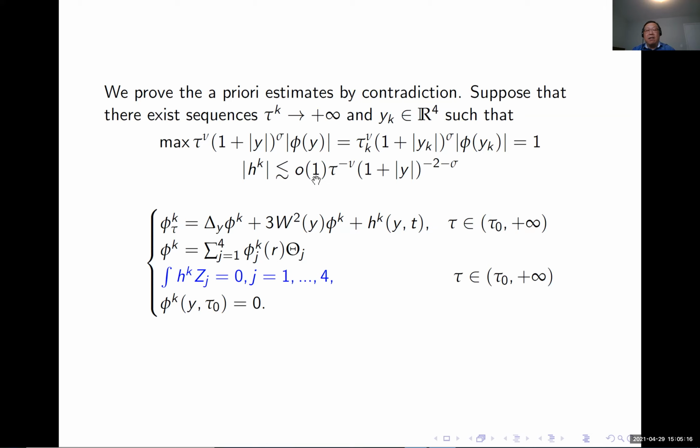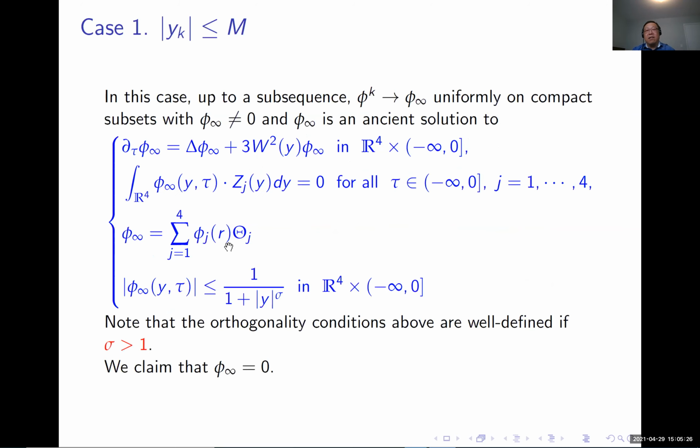But the right-hand side is small. So you have a sequence of solutions like this, which satisfies the equation, right? And there are two cases. The first case is that your blob takes place in a finite region.